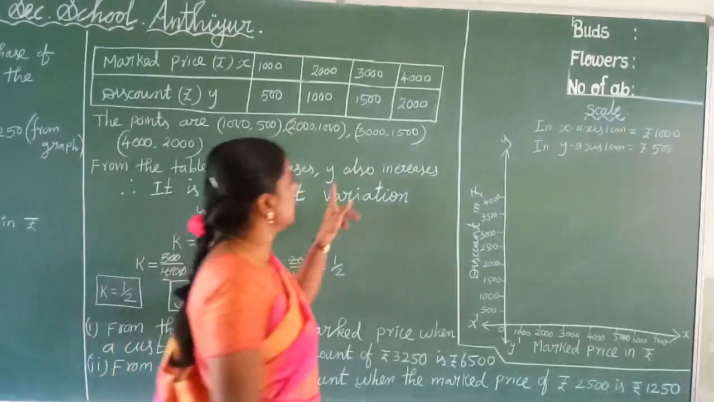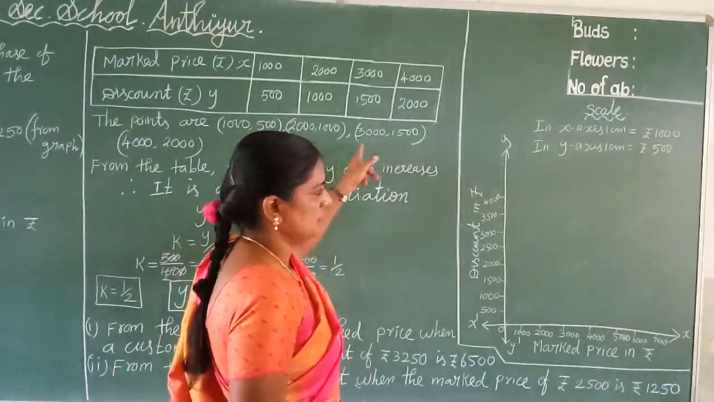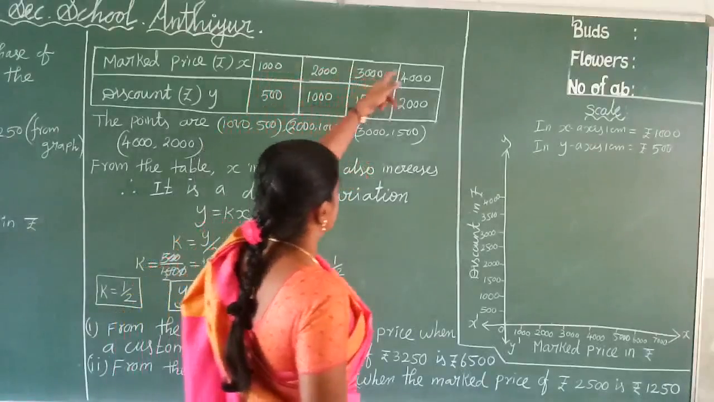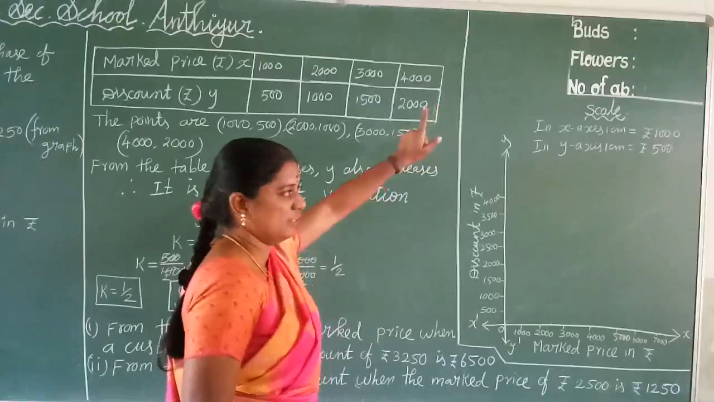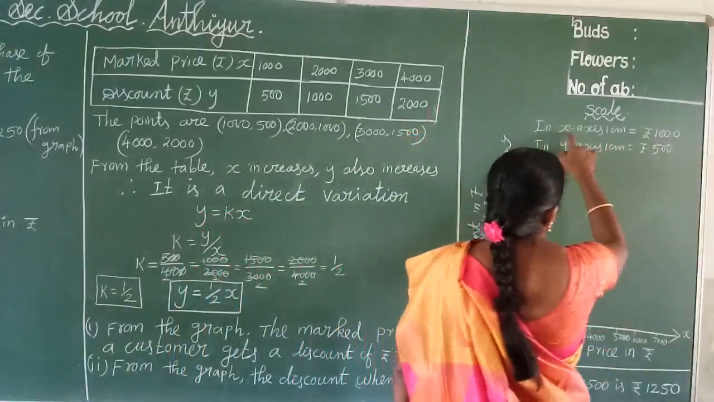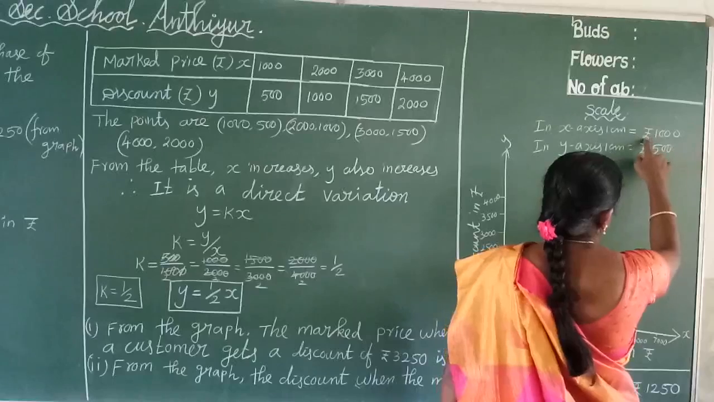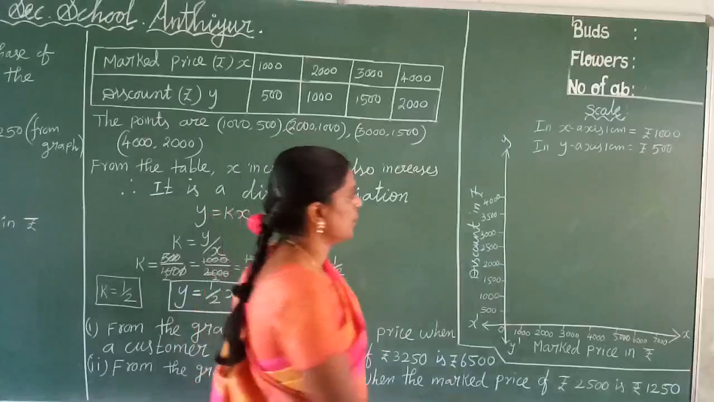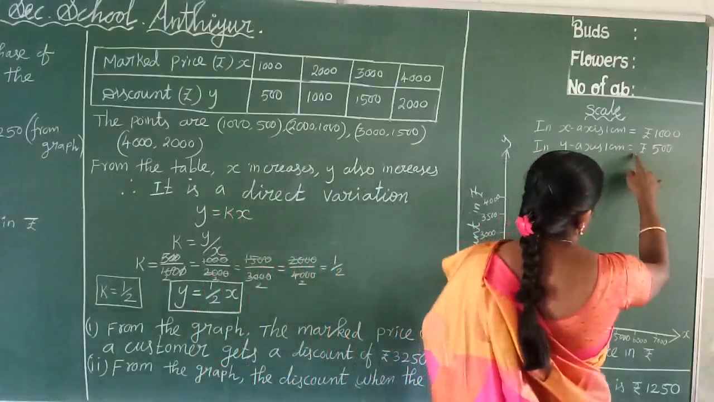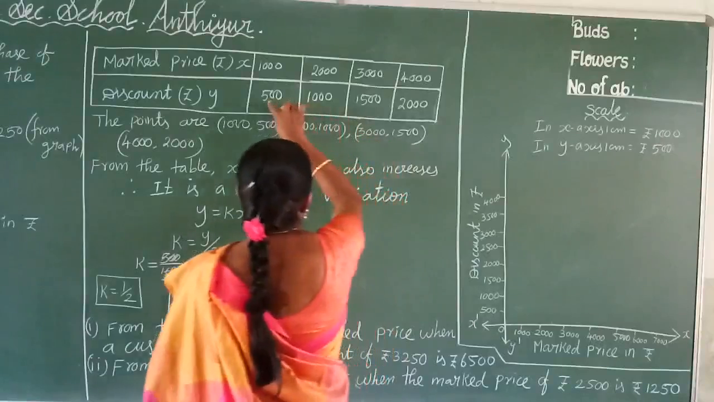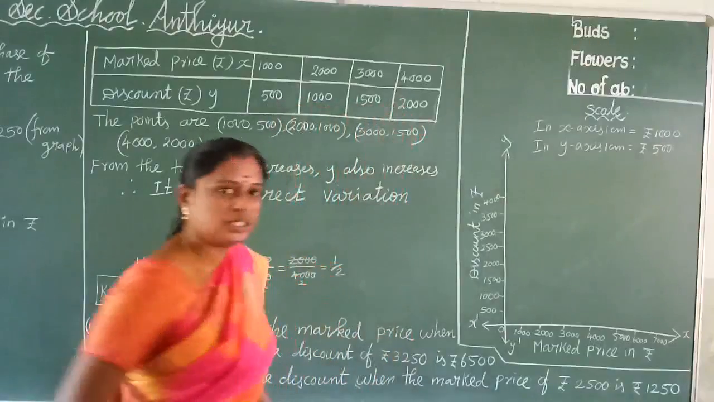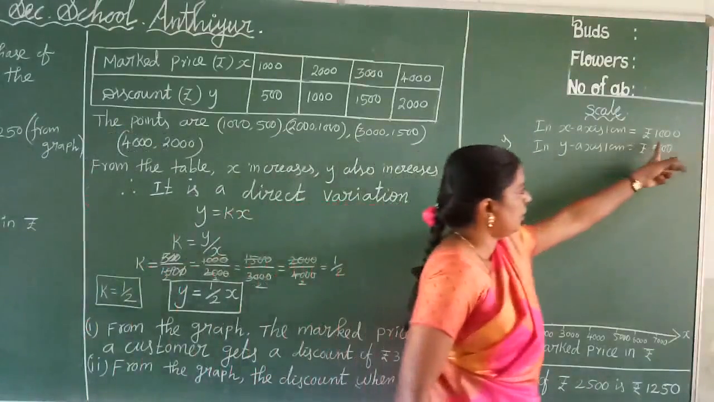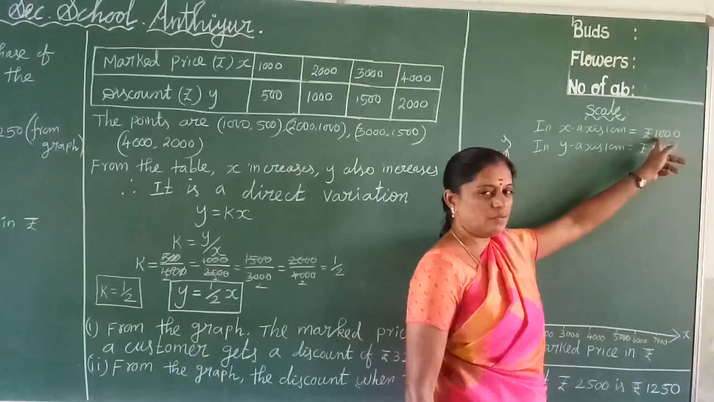First take the x-axis scale and the y-axis scale. Here 1000, 2000, 3000, 4000, a 1000 range is given. So on the x-axis, 1 centimeter is equal to rupees 1000. Each unit is rupees 1000. On the y-axis, 1 centimeter is equal to rupees 500. Here 500, 1000, 1500, 2000 are given, so we consider 500. That is also our choice.